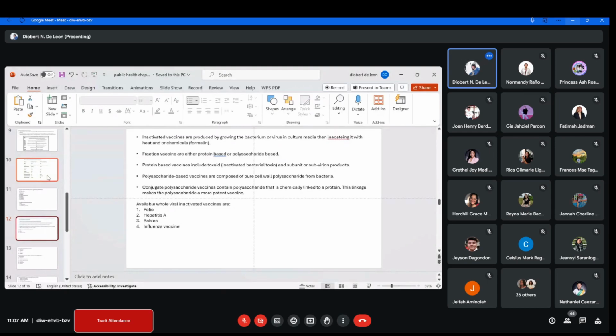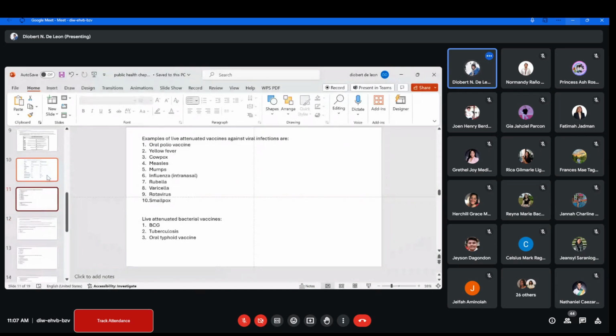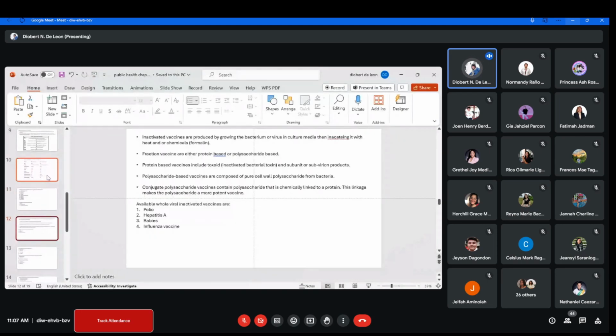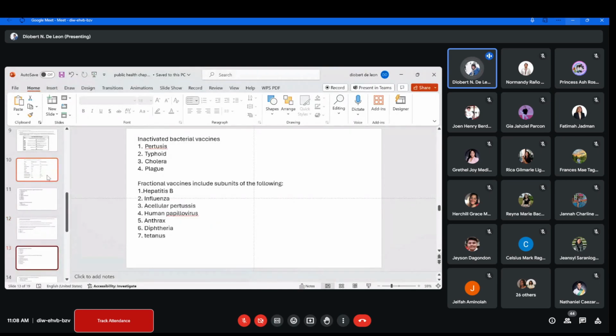Okay, maybe you'll be confused, guys. An example earlier was the live attenuated one. This one is the oral polio vaccine for the live attenuated, but for inactivated we also have a polio vaccine. For inactivated bacterial vaccines, we have pertussis, typhoid, plague, and lastly cholera.